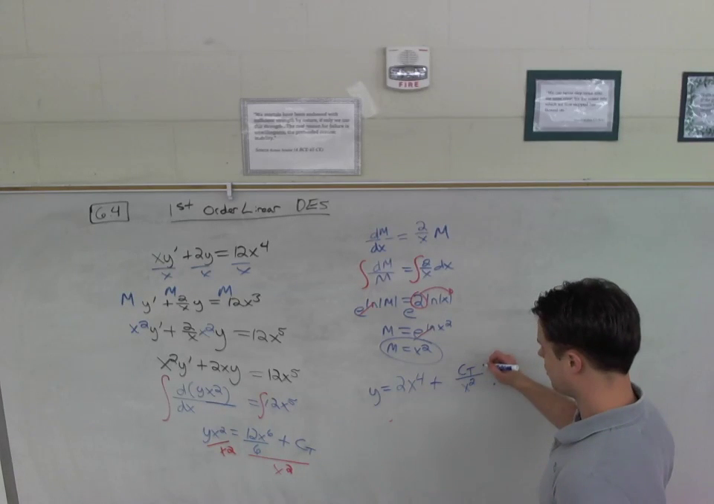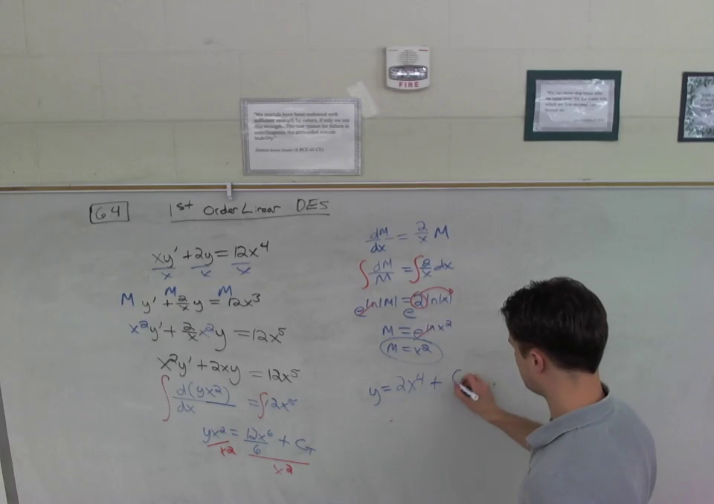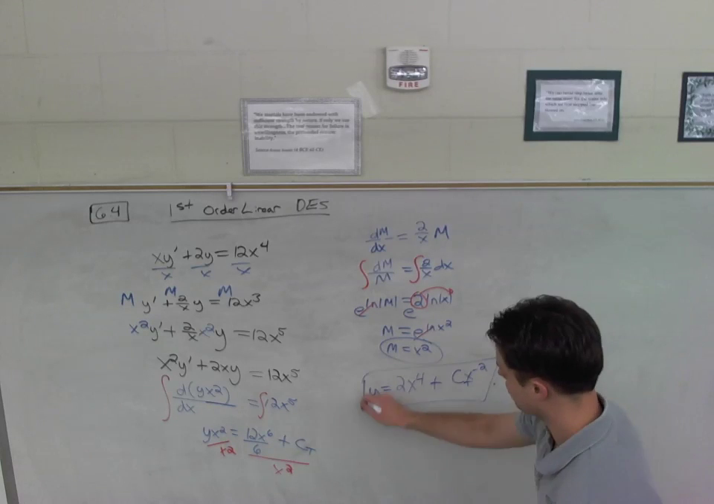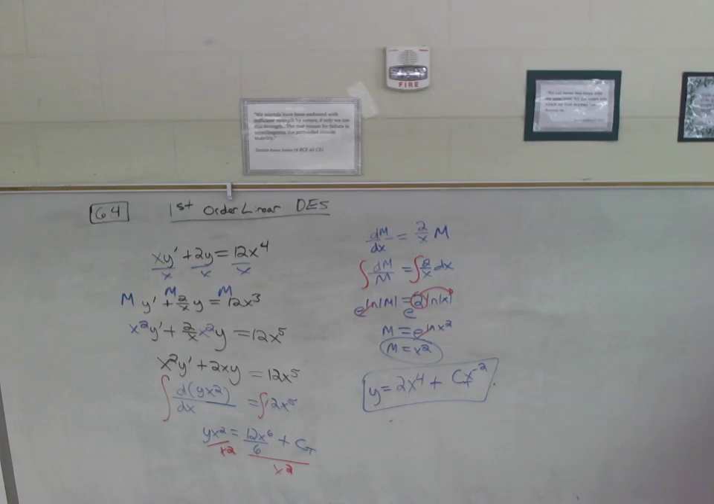Instead of writing it like that, I want to make it nicer. How else could I write it? C x to the negative 2. And I called it CT. I guess I'll stick with it. Okay. There's the solution to that differential equation right there.